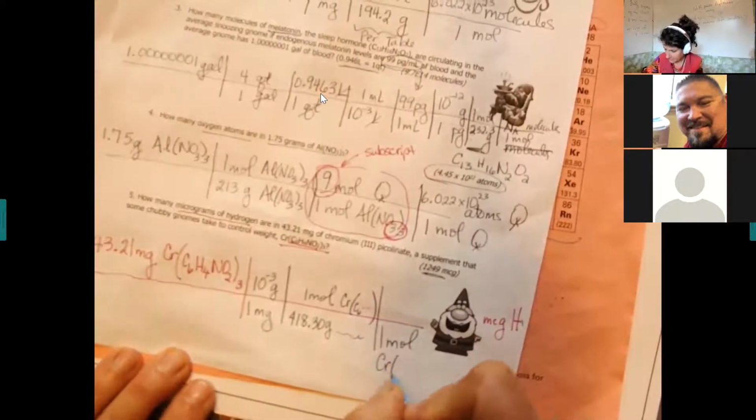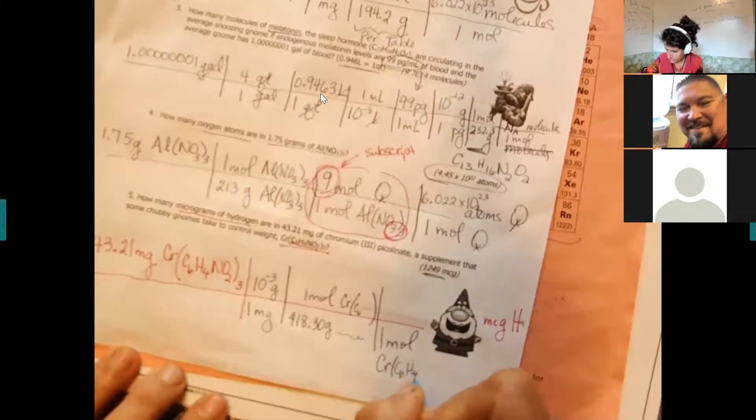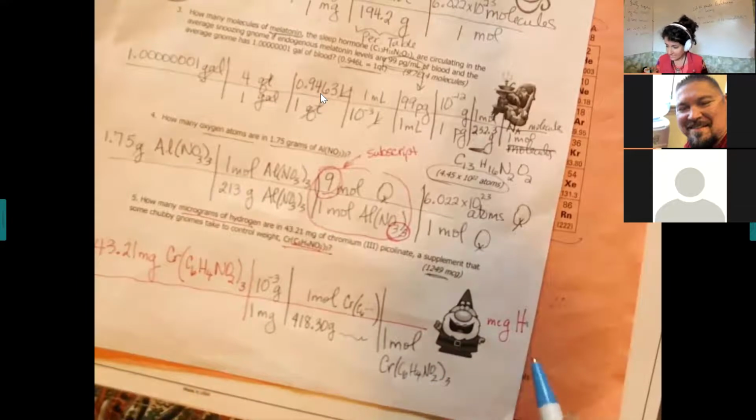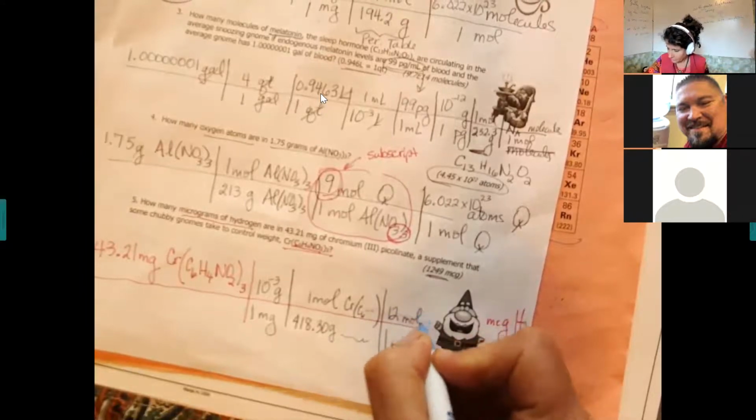All right, this is of our whole compound, chromium picolinate. So now we have our mole to mole ratio. For every 1 mole of the chromium, C6H4NO2 3, I want just the hydrogen. So how many hydrogens are there? There are 12. So 12 moles of hydrogen.